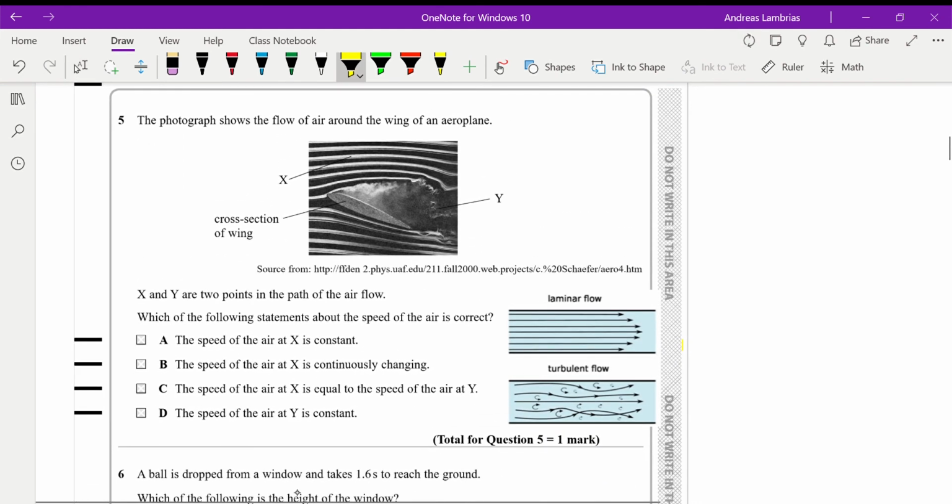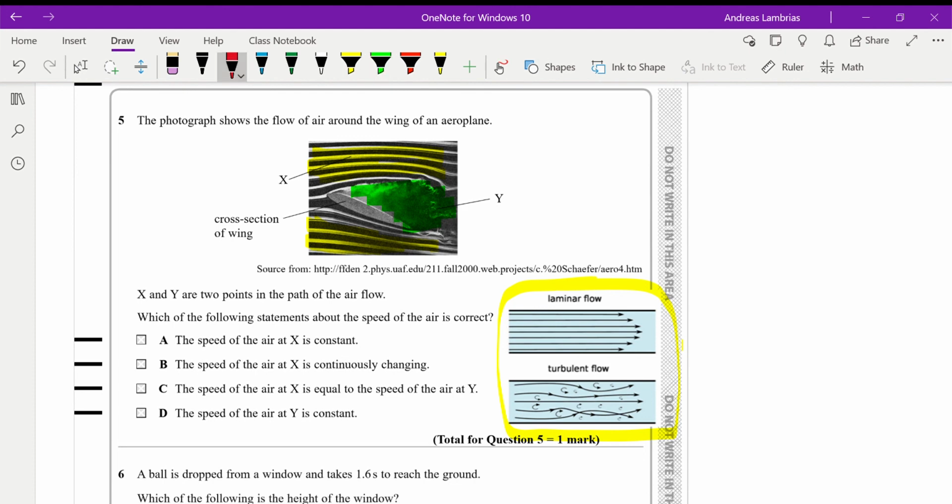Question 5. So I have added a small diagram here just to explain a few things about laminar flow and turbulent flow. You see on this question the photograph of air around the wing of an aeroplane. So we can identify the laminar flow, the one I'm highlighting with yellow, and of course the turbulent flow, which is the area I'm highlighting with green. X and Y are two points in the path of the airflow. Which of the following statements about the speed of the air is correct?